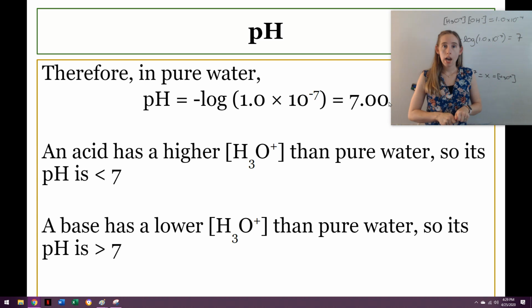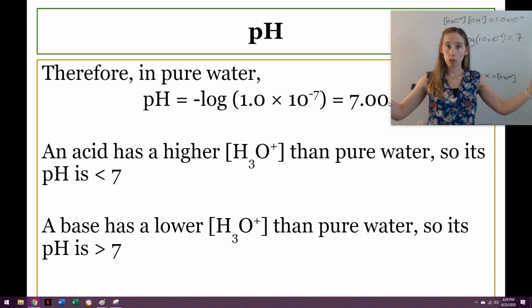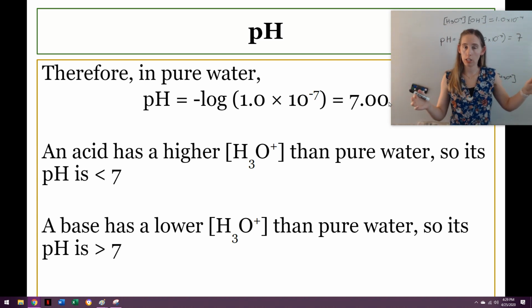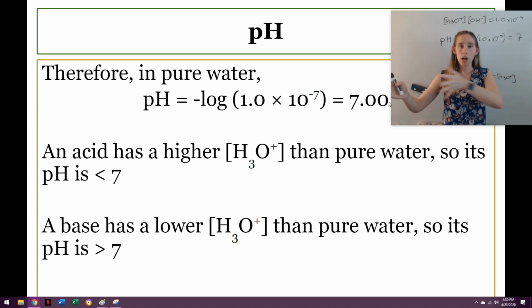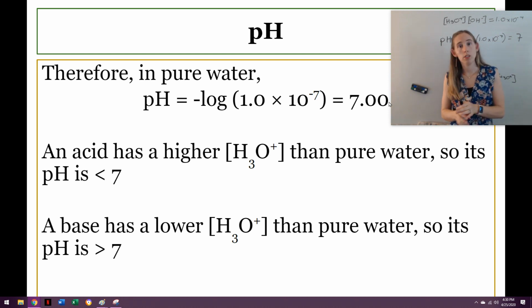So when you have all of your pH scales, which I'm sure you've seen before in biology classes, or maybe in middle school, you've seen that 1 through 14 level pH scale. Anything that is lower than 7 is acidic, anything that's higher than 7 is basic, and then 7 is neutral, and that's why we call water neutral.